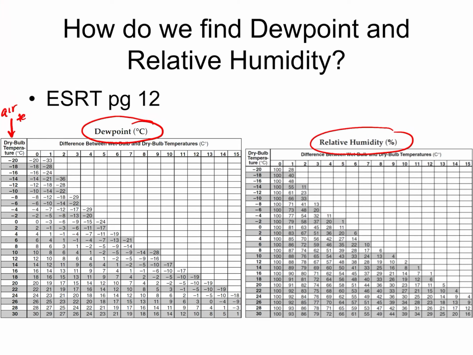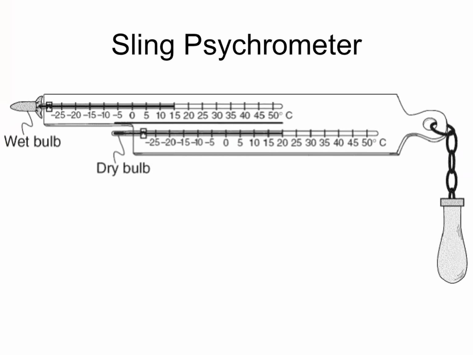Dry bulb is your regular air temperature for both. And then these numbers are the difference between your wet bulb and your dry bulb, okay? And then you just match them up. So let's go through a couple practice examples here.